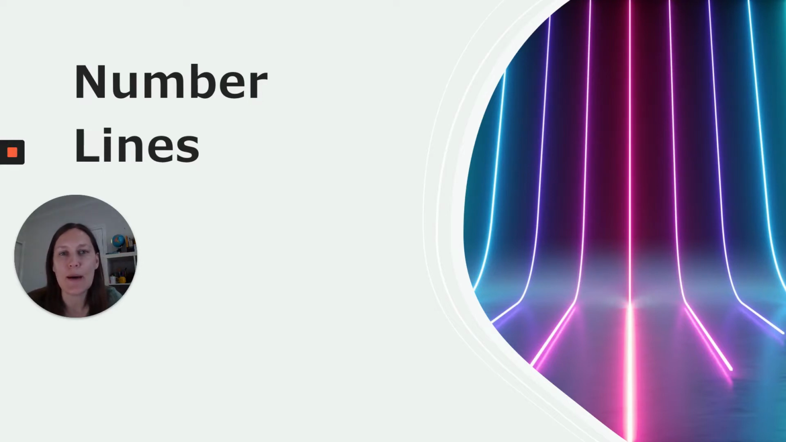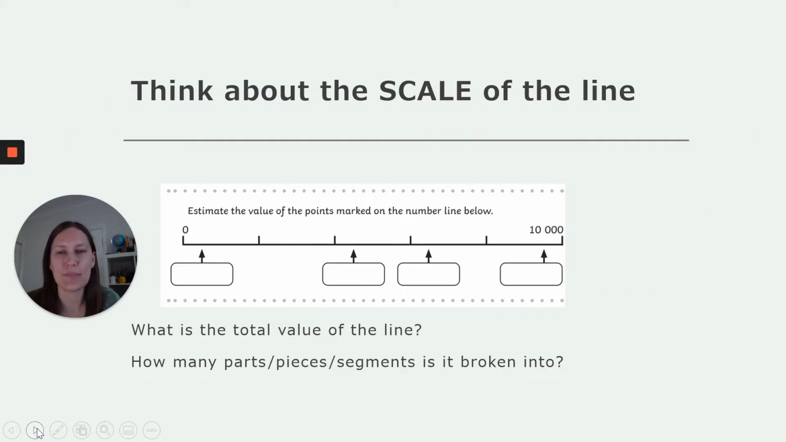Today we're looking at number lines and we're going to tackle a problem that a few of my grade 4s have had some trouble with lately. Now, this is the problem next to my face here. There's a picture of a number line and the question asks students to estimate the value of the points marked on the number line below. So we're only estimating, we don't have to be perfectly precise, but we do need to make some sensible choices. How do we do that?